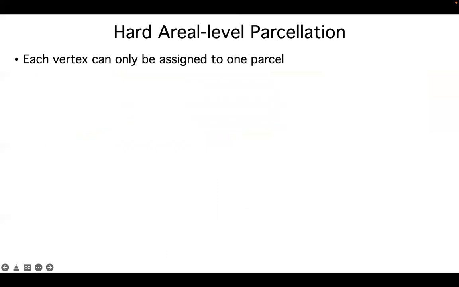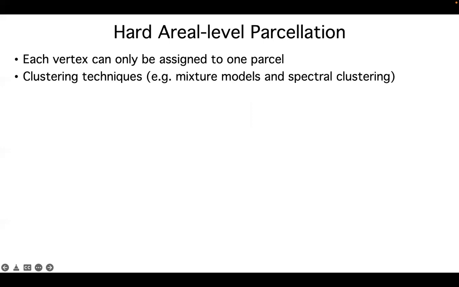Similar to network-level parcellations, we can also group the area-level parcellations into hard and soft parcellations. Again, for the hard parcellation, each vertex or voxel can only be assigned to one parcel. We can also use clustering techniques, such as the mixture models and the spectral clustering, to generate area-level parcellations. Here, regions with similar time courses or connectivity patterns will be grouped into the same parcel.